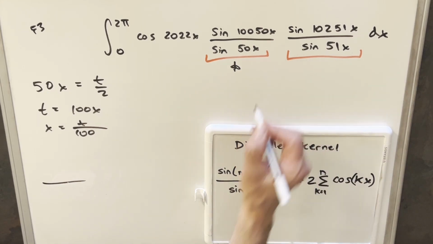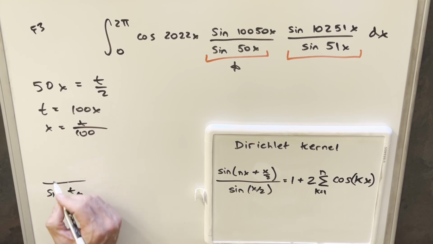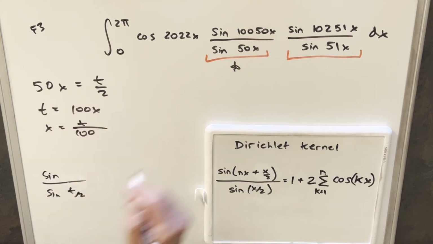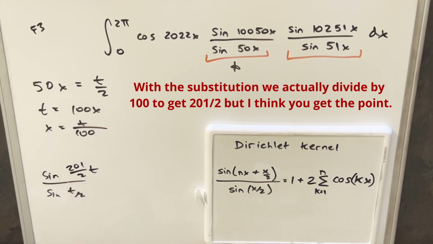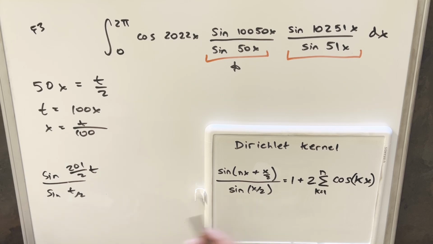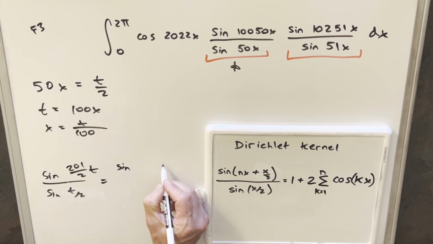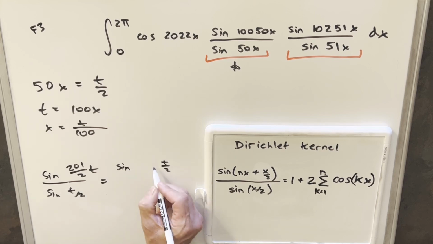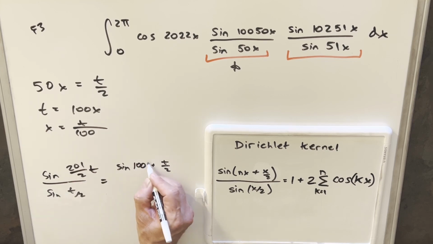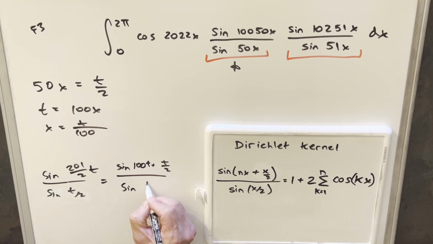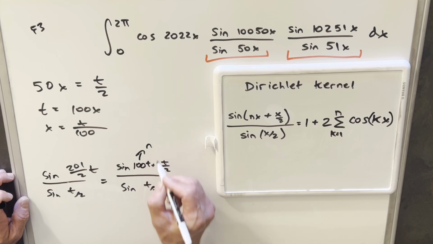So taking just this first expression here, sine 50x becomes sine of t over 2. And then in the numerator, if we divide 50x into that 10,050, this becomes sine of 201 over 2 t. But then I can break this up exactly in this form. If I take a half out of this in the numerator, we can split off a t over 2. That's going to leave me with 200 over 2, which is just 100. So we're going to have sine of 100t plus t over 2, over sine of t over 2. Matching up with this formula here, our n value is going to be just 100.